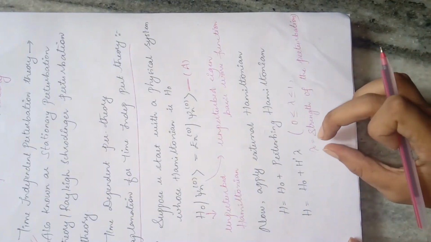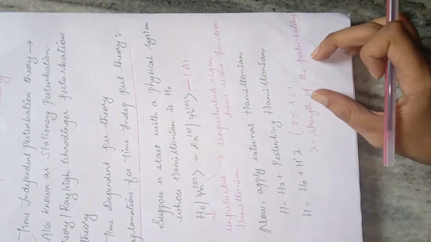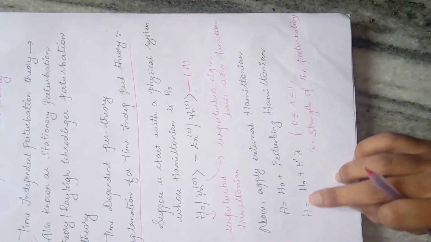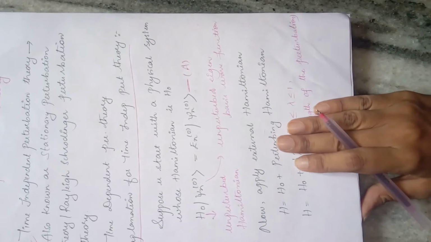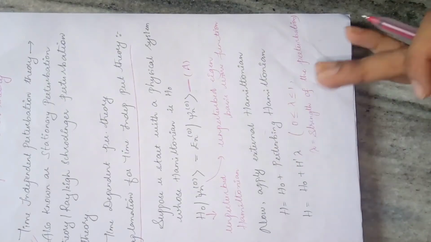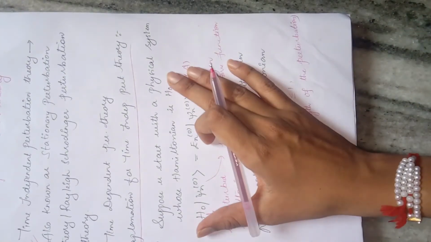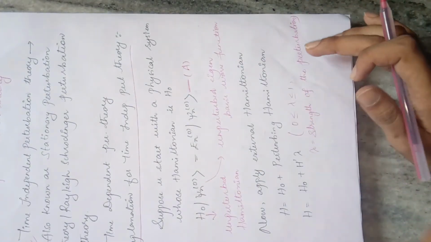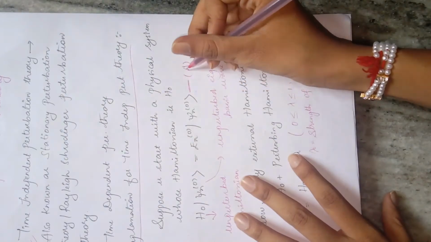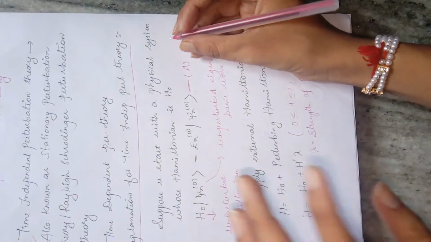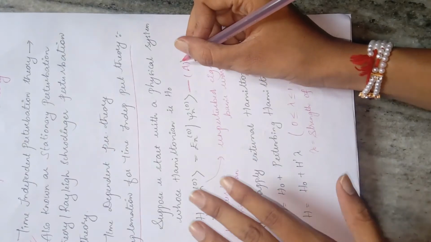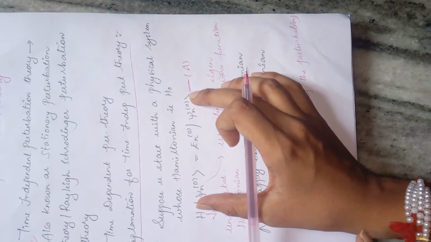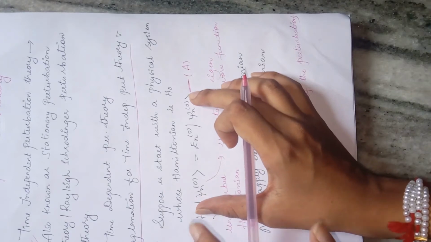Here lambda is the strength of the perturbation. If it is 0, it means H is equal to H naught, there is no perturbation. If lambda has some value, it means there is some external force acting upon the system. So lambda is the measure of the strength of the perturbation. Remember this, because in my next pages I will refer to equation A. You should remember that equation A is this initial physical system Hamiltonian equation.